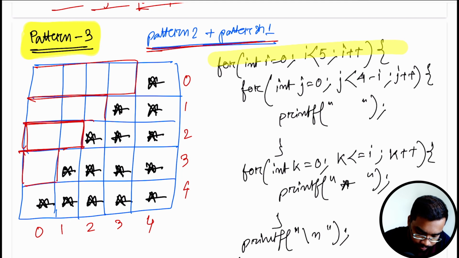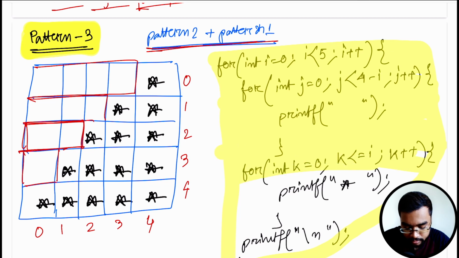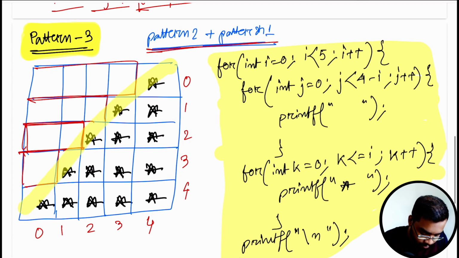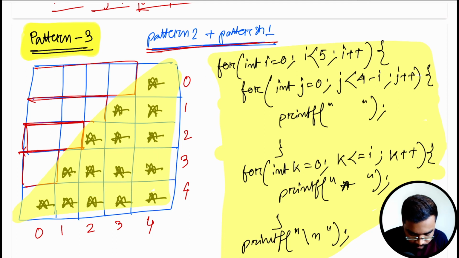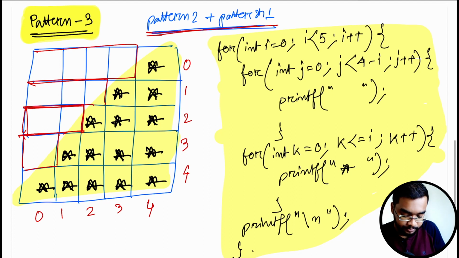So this is the code you need to write. You can check it by yourself in VS Code and let me know in the comment section whether it is working or not. Why am I shading this yellow color? Because these notes will be given to you, so it will be very easy for you. So this is pattern 3.